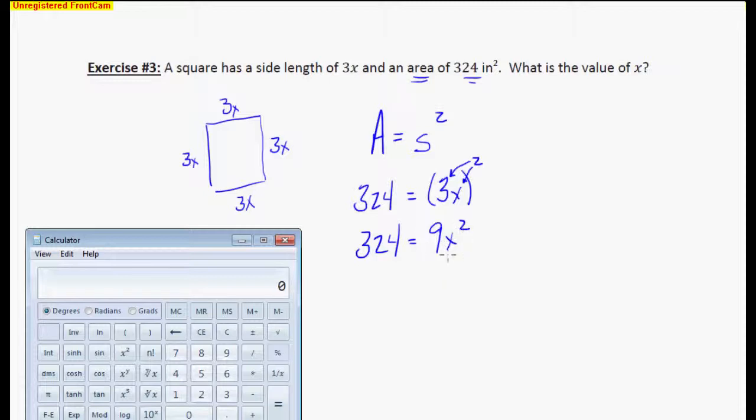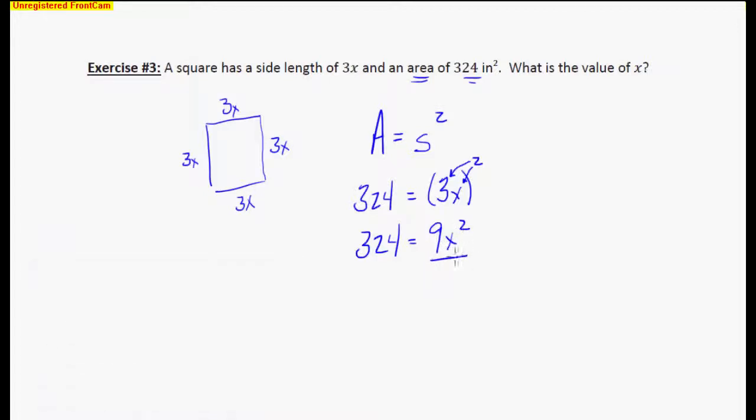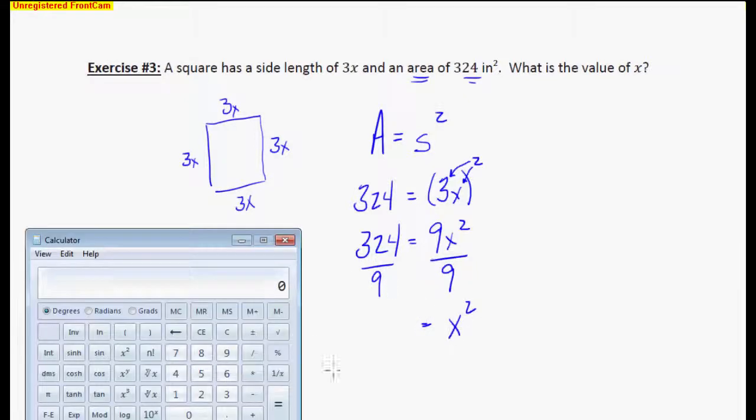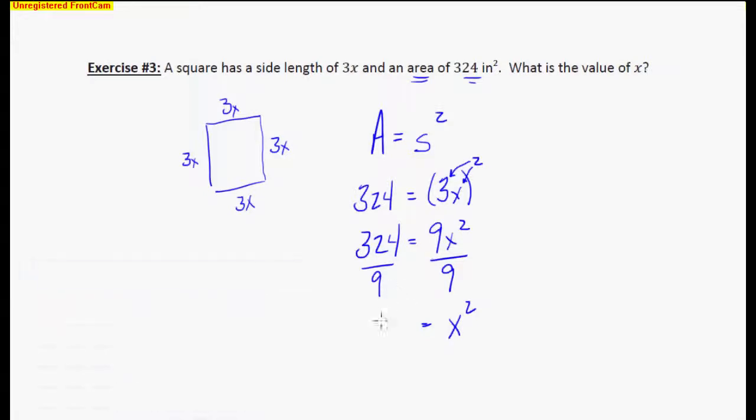So before I square root, I want to divide by 9. And this is where I'm going to need my calculator. I'm going to bring it up, and I'm going to take 324, and I'm going to divide by 9, and I get 36. Okay, so that's going to work out real nice, because once I'm at that point, remember, what do I do now? I square root both sides, right? So x is going to be equal to plus or minus 6.